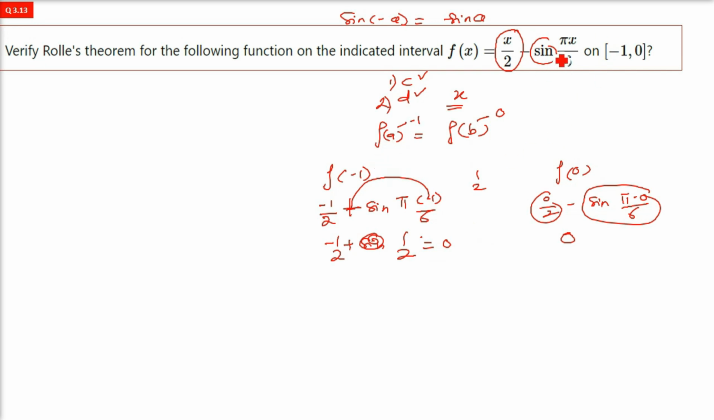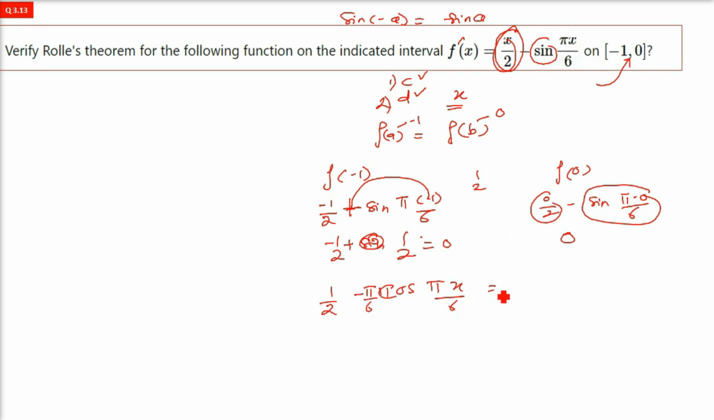So next one is differentiation. We will differentiate this function, put it as 0, and whatever x value will come, that we will regard as a c value that lies between -1 and 0, if at all it is possible. So we have f'(x) I am finding out. So x/2 gives half, minus sin becomes cos(πx/6). Then the differentiation of πx/6 will give us π/6. So this is π/6.